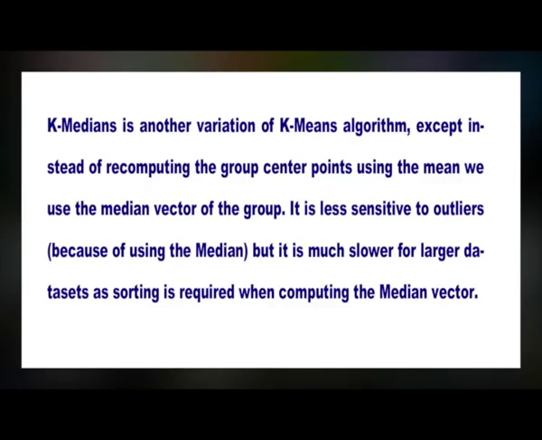K-medians is another variation of the k-means algorithm, except that instead of recomputing the group center points using the mean, we use the median vector of the group. It is less sensitive to outliers because of using the median, but it is much slower for larger data sets as sorting is required when computing the median vector. Hope you would have understood.